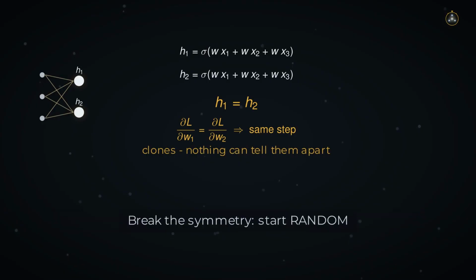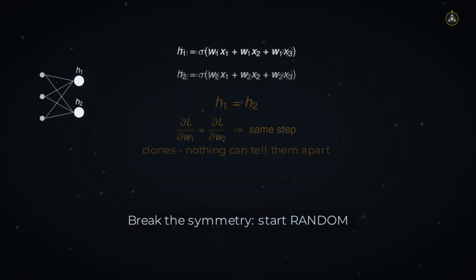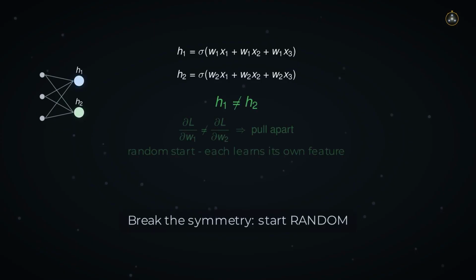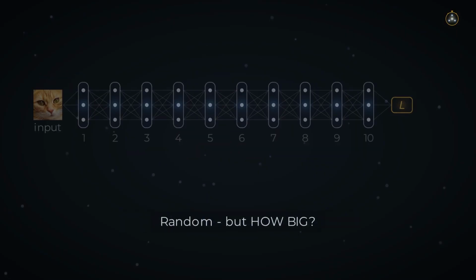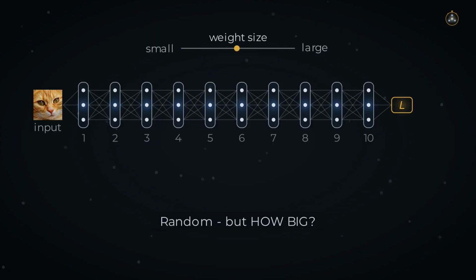So break the tie before training starts. Give each weight its own small random value. Now the two formulas differ, different weights, so different outputs. Different outputs get different gradients, so the neurons pull apart, and each is free to learn its own feature. Random gives every neuron a different start, but the size of those random numbers goes straight back into our product.